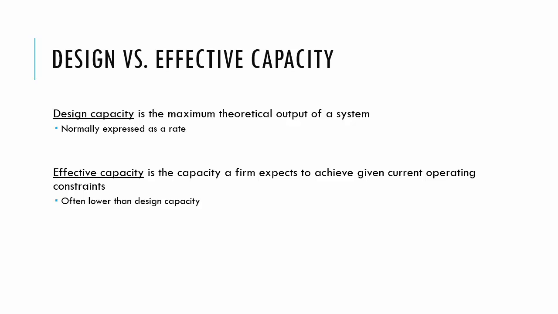We can further distinguish between design capacity and effective capacity. The theoretical maximum capacity is called the design capacity. In essence, it is what the system was technologically designed to be able to do. Effective capacity, however, is the capacity the organization expects to achieve given current operating constraints. These constraints might be something like downtime of a machine for scheduled preventive maintenance. Because there are constraints in place, the effective capacity is almost always lower than the design capacity.